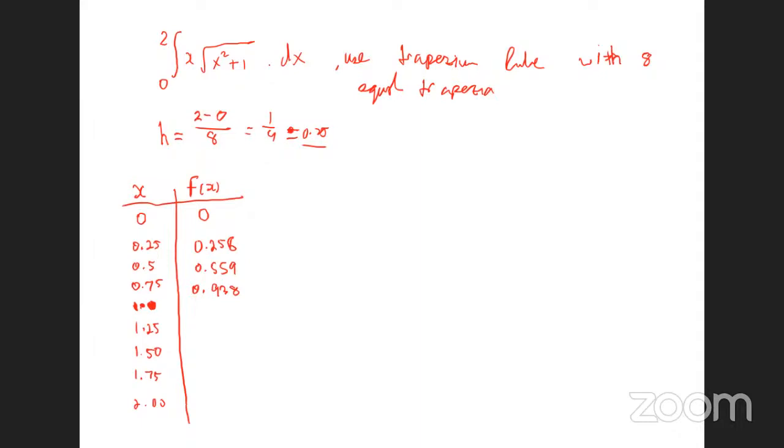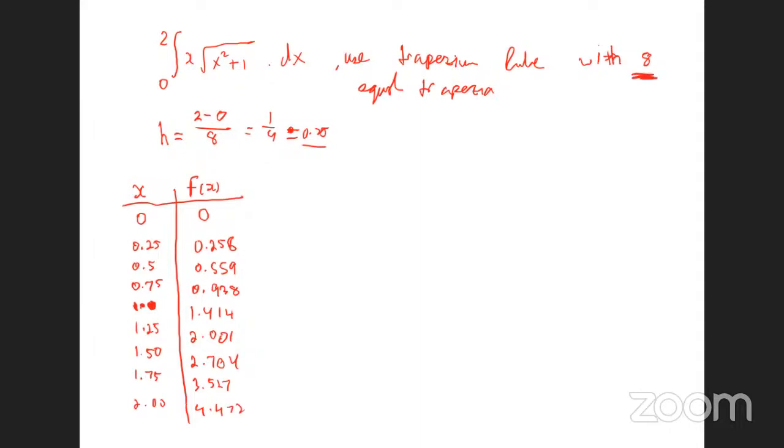Then I plug in 1. When you plug in 1, you're getting 1.414. Plug in 1.25, you'll get 2.001. 1.5, that's 2.704. 1.75, 3.527, and last one, 4.472.